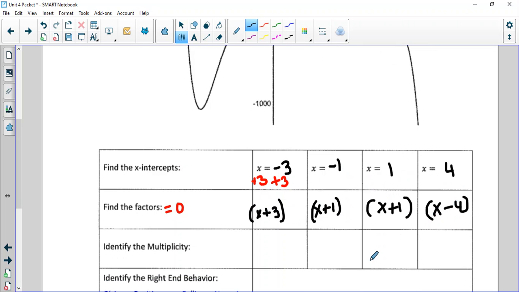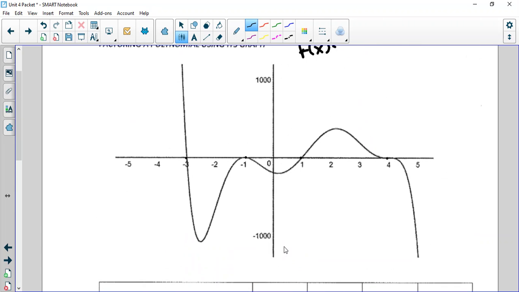Now this is the a little complicated part. What is the multiplicity? The multiplicity we get by looking at the graph and the way that it's touching or crossing the x-intercept. For this one, it's going straight through. So we call this a single root.